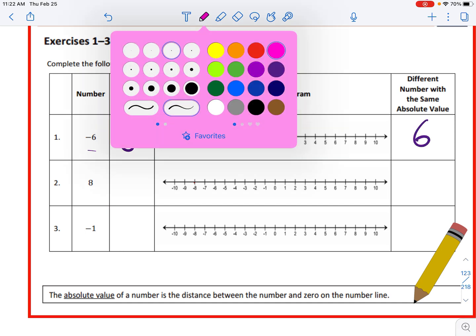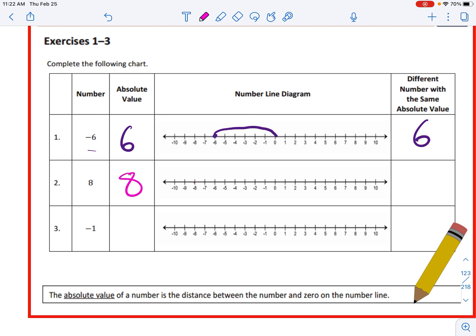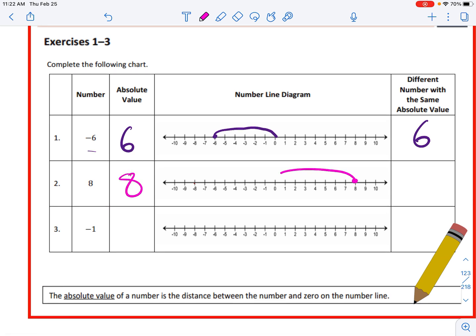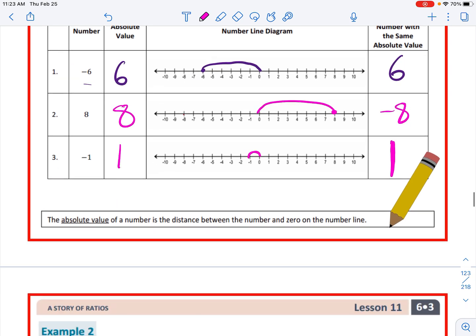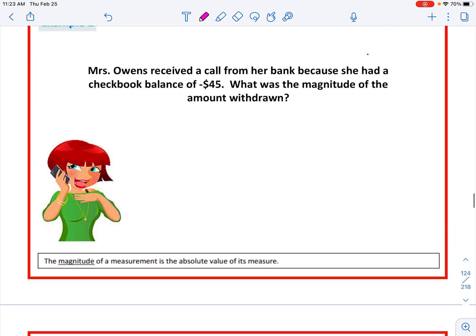Now we have 8. The absolute value of 8 is 8. We go to 8, and then I'm going to draw an arc from 8 to 0. And a different number that has the same absolute value as 8 is -8. Number 3, -1. The absolute value of -1 is 1. I draw a little tiny arc from -1 to 0. And another number with the same absolute value is 1. So again, the absolute value is always positive. It doesn't matter if the number you're finding the absolute value of is negative.